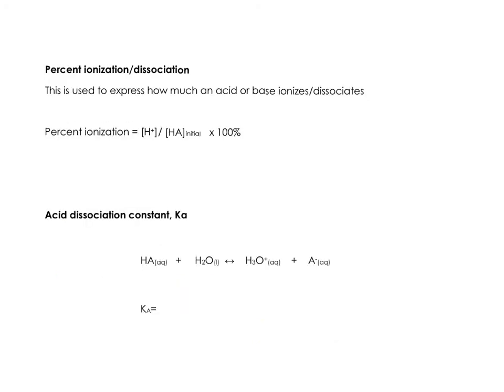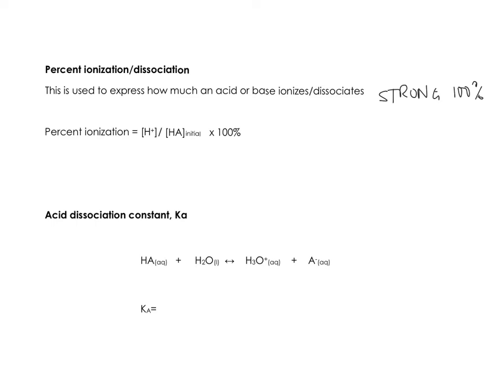There's 2 values that can be used to represent strength of an acid or a base. Percent ionization or dissociation. This is used to express how much an acid or a base ionizes or dissociates. For example, a strong acid is always 100%. Less than that, and you've got moderate or weak. So to figure it out, you take the hydrogen ion concentration, so the amount that's ionized, over the initial, and you multiply by 100%.